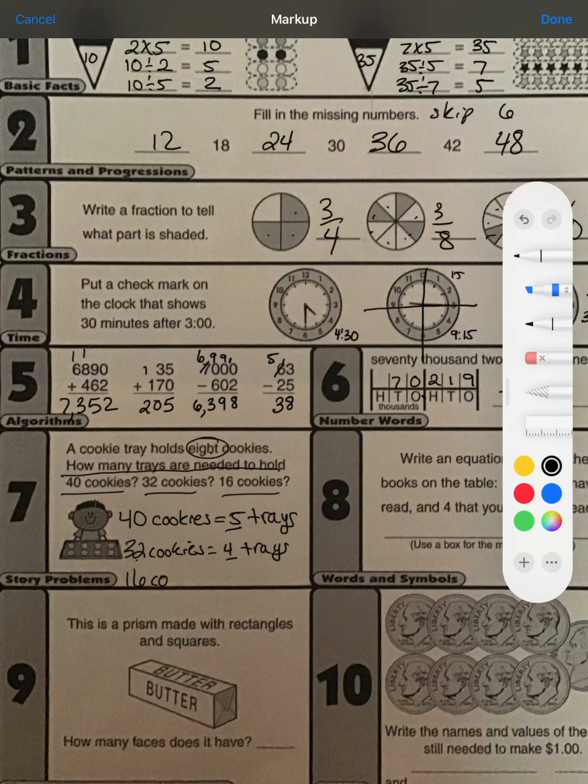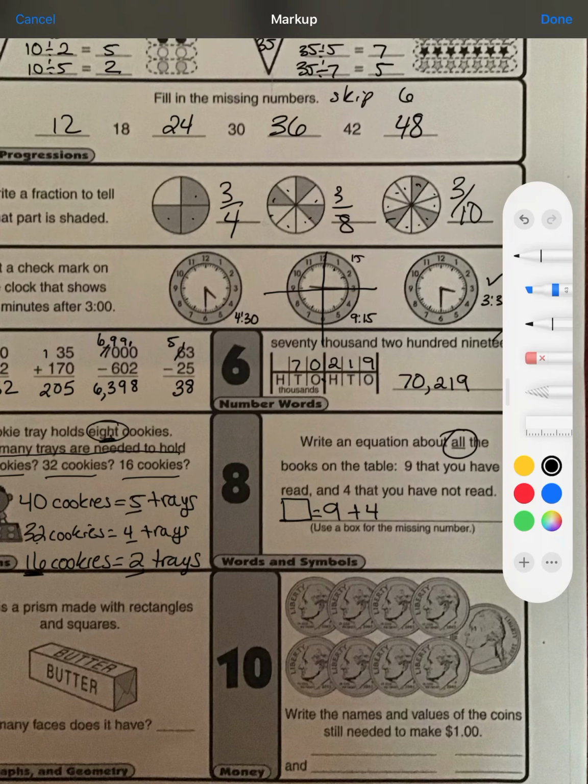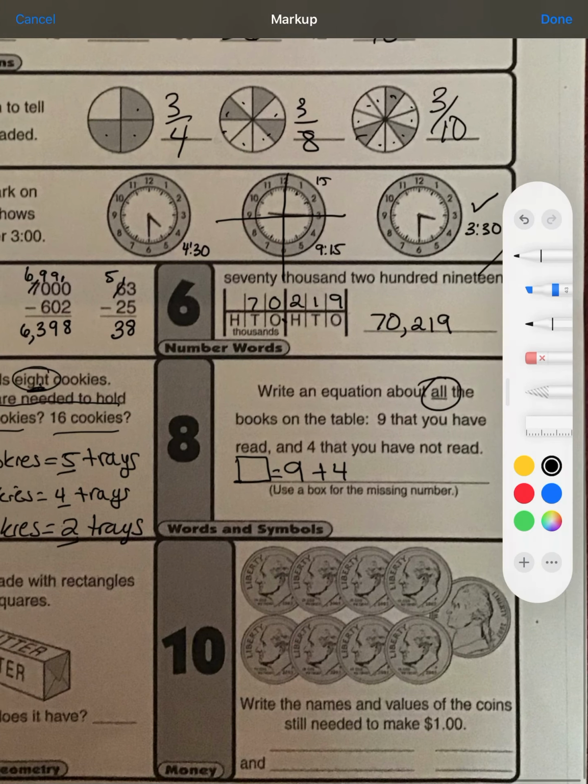Number 8, write an equation about all, and that's underlined, all the books on the table. So we have all the books on the table. 9 that you have read and 4 that you have not read. Use a box for the missing number. So you could start with the total in the box equals 9 plus 4, or 9 plus 4 equals the box, either way you're going to have 13. So 13 books were all on the table. 13 books. 9 that you've read and 4 that you haven't read.